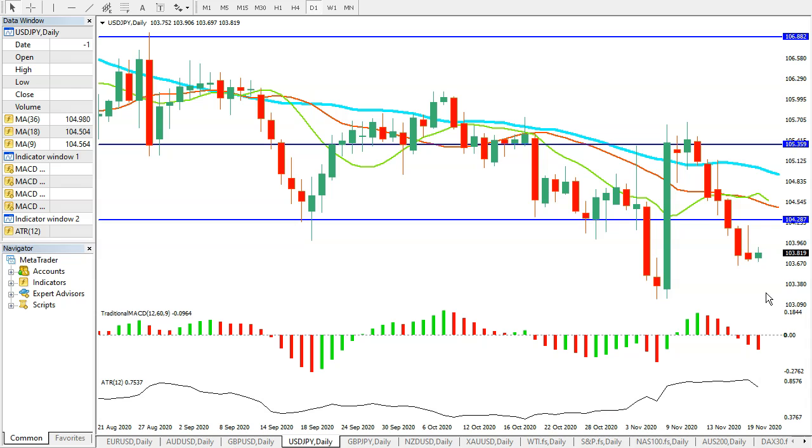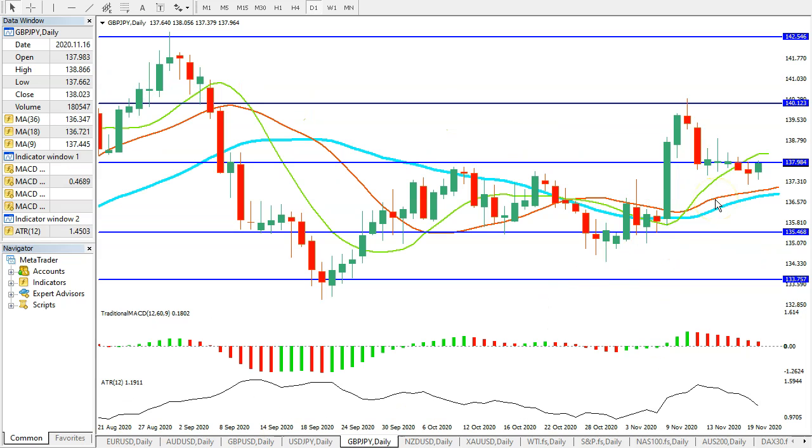Other than that, we'll still be looking for short setups anywhere above this level and this level. So if the price retraces above this level, then we will be looking for more short entries.